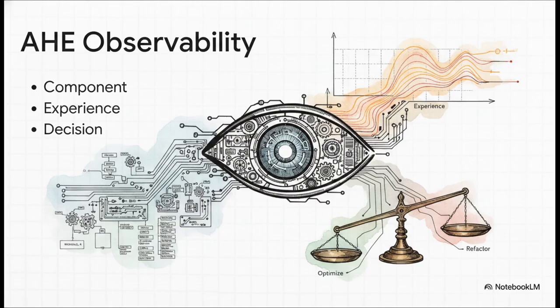But to keep this from collapsing into just blind trial and error, AHE relies on 3 really strict pillars. First, component observability, meaning every single element is a Git-tracked, revertible file. Next, experience observability, which distills millions of raw trace tokens into structured, layered reports. And lastly, decision observability, ensuring that every proposed edit carries a mathematically falsifiable prediction.